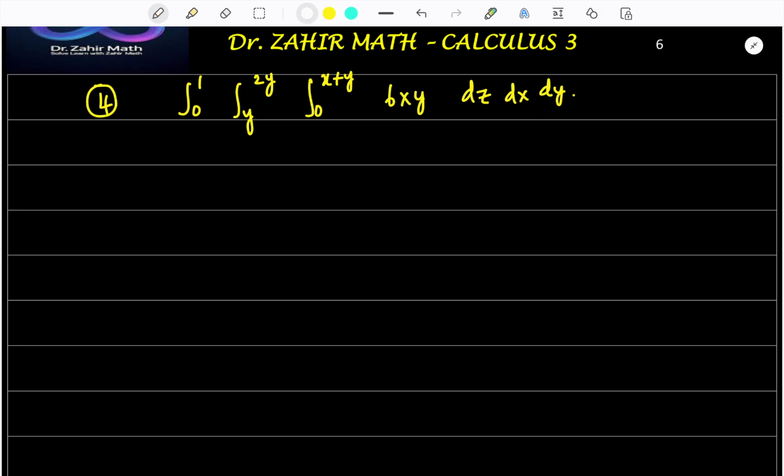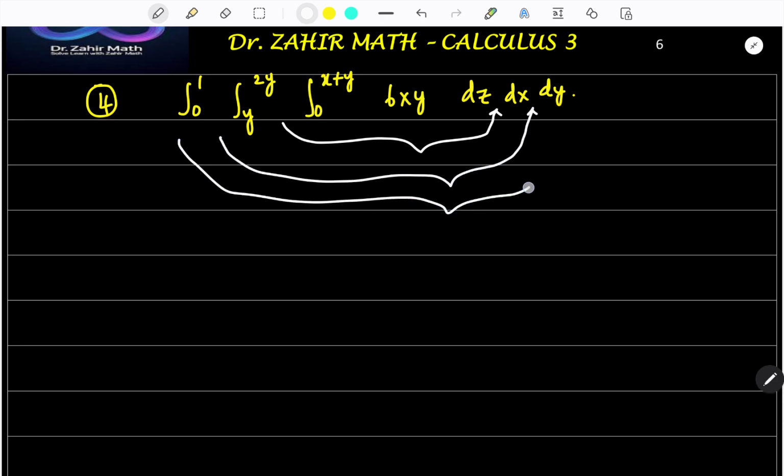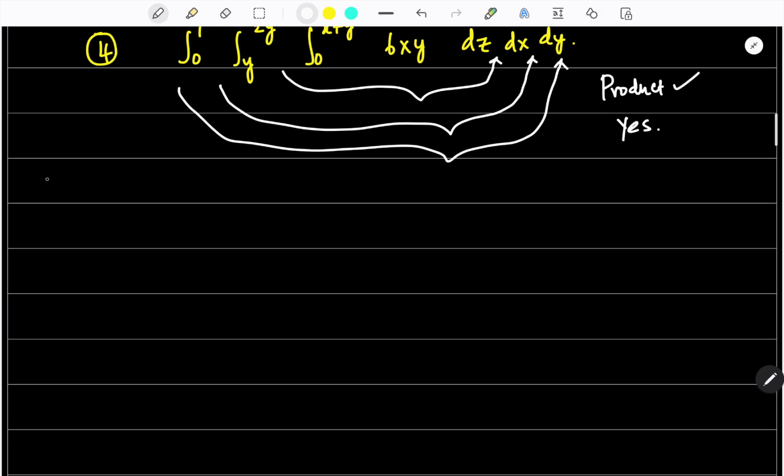So here also triple integral. The inner integral goes with respect to z, the middle integral goes with respect to dx, and the outer integral goes with respect to y. Is it in product? Yes, it's in product. Can we move here and there? Yes, we can move. Right, let me start the solution.